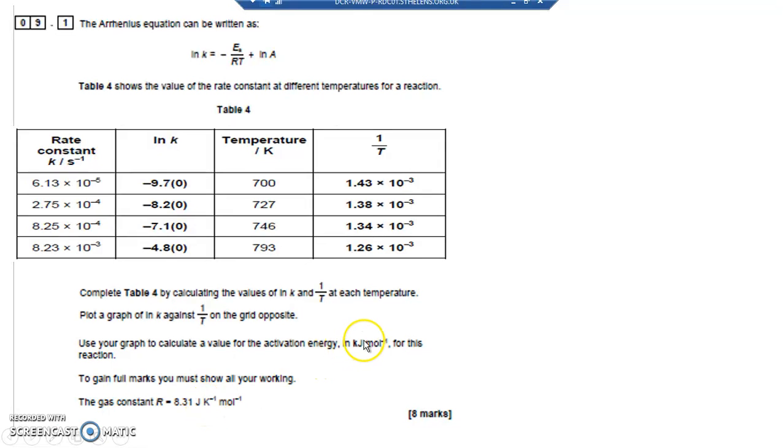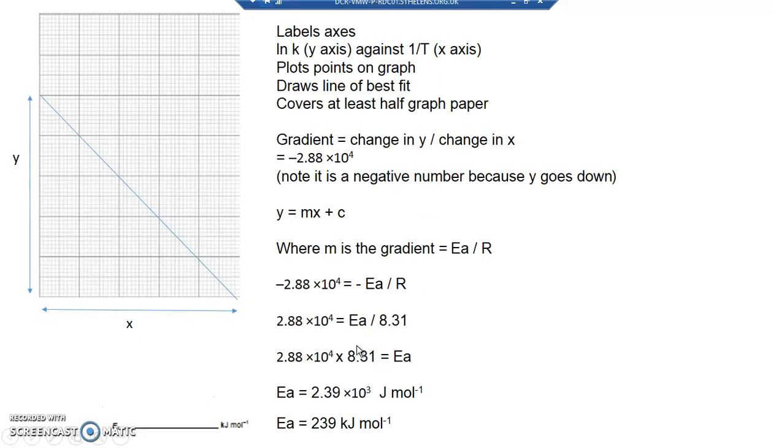So it actually wants it in kilojoules per mole, so to convert joules into kilojoules, you're dividing by 1,000, so 2.39 times 10 to the power 3 joules per mole equals 239 kilojoules per mole.